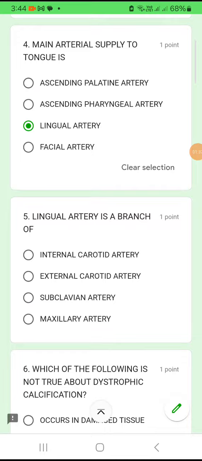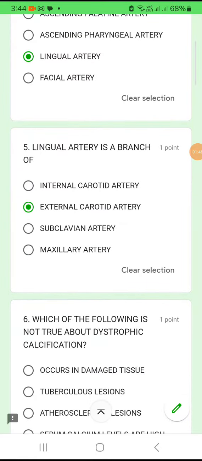Question number 5. The lingual artery is a branch of which of these arteries? Internal carotid or external carotid? It's very clear, it's a branch of the external carotid artery.